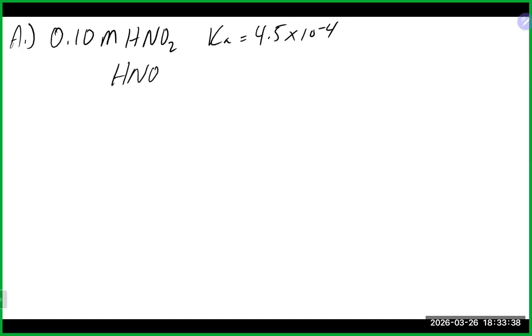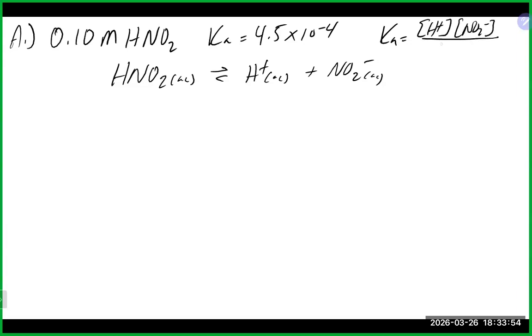So we got 0.1 molar nitrous acid with a Ka value of 4.5 times 10 to the minus 4. Because it's a weak acid, we do need to do basically a weak acid problem, a Ka type problem. So we're going to take our weak acid and dissociate it into a little H plus and some nitrite there. Our Ka expression is going to be H plus times NO2 minus divided by our HNO2, and obviously that equals the 4.5 times 10 to the minus 4.